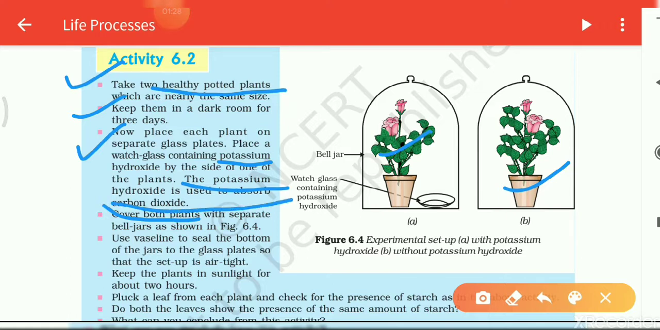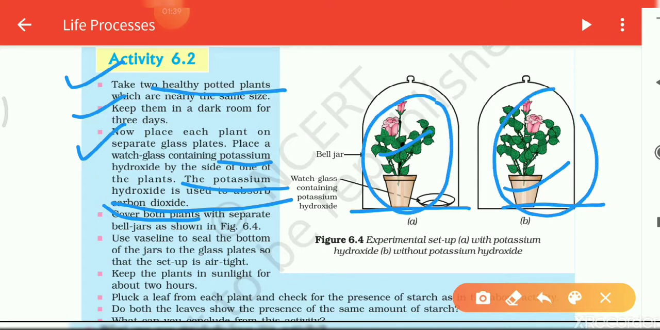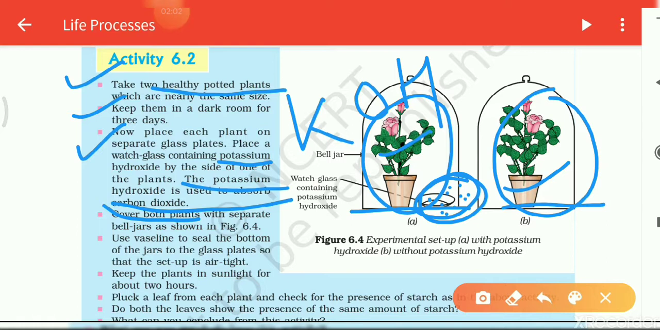Now after the 3 days you will take two glass plates and keep one potted plant on one glass plate and the second plant on the second glass plate. And beside one of them you will keep a watch glass. This is the watch glass in which potassium hydroxide is present. The formula of potassium hydroxide is KOH. Students, the function of this KOH is that it can absorb the carbon dioxide.